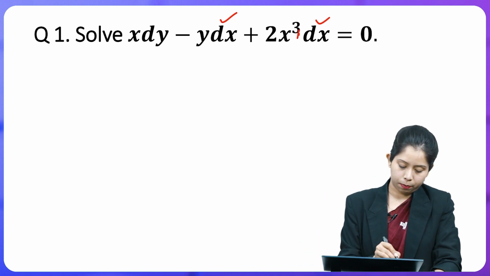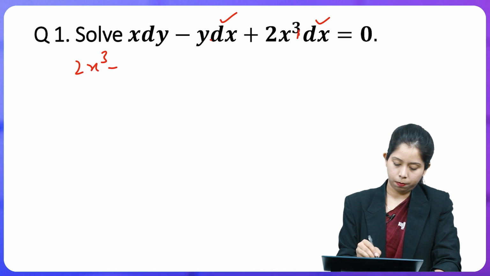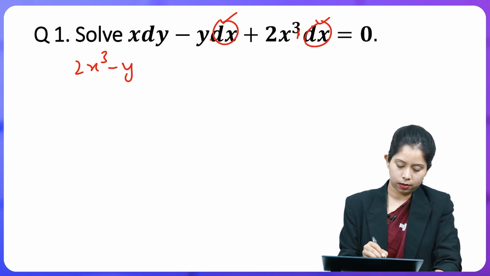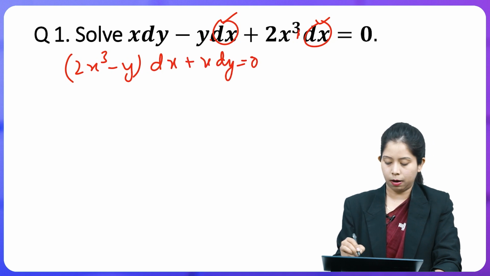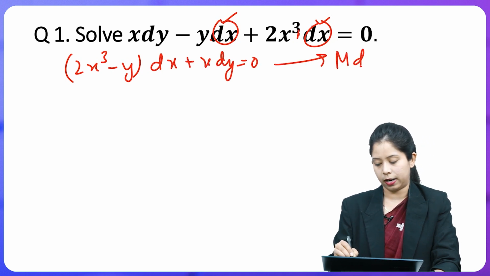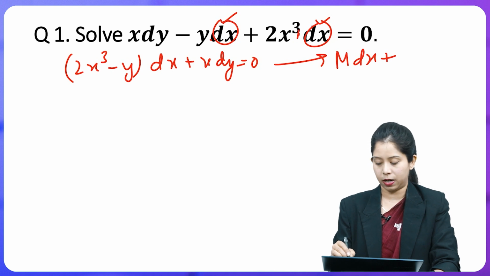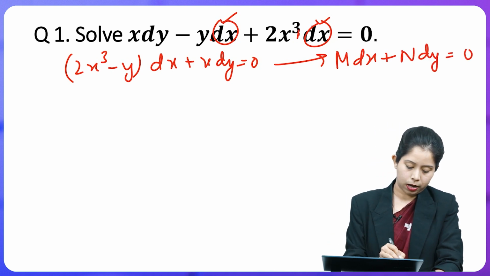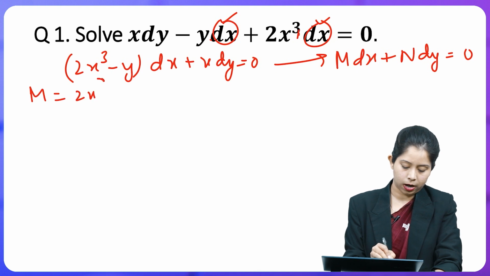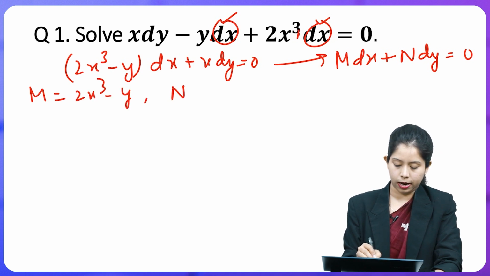So, first step is to take common from the second and first term, dx we can take common. So, we have (2x³ − y) dx + x dy = 0, which you can compare with the standard form of exact differential equation, which is M dx + N dy = 0. So, here M is 2x³ − y as well as N is x.